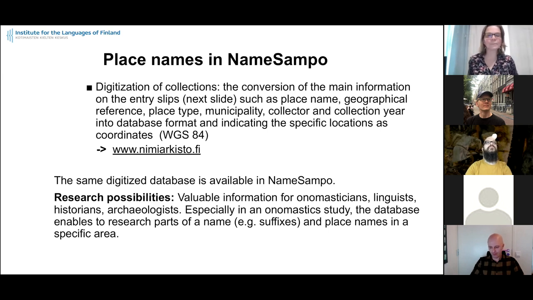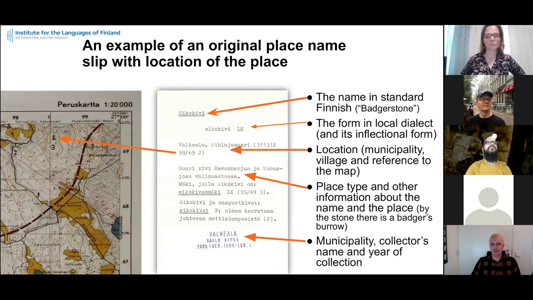Next, please. A quick glance at an example of an original place name slip. First row, place name in standard Finnish, here Sikokivi, Patch of Stone in English. Second row, the form in local dialect. This information doesn't include to the database. And then location, municipality, reference to the map.